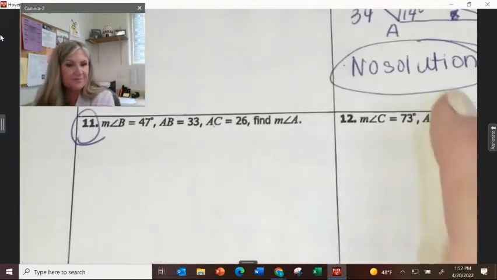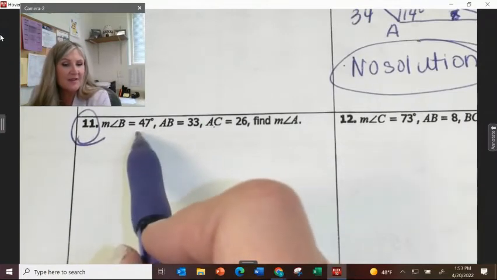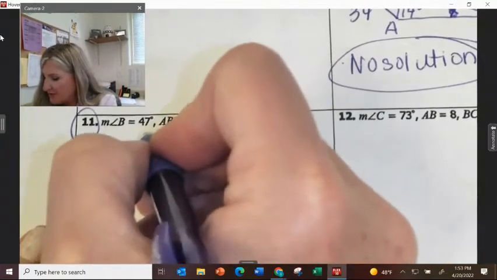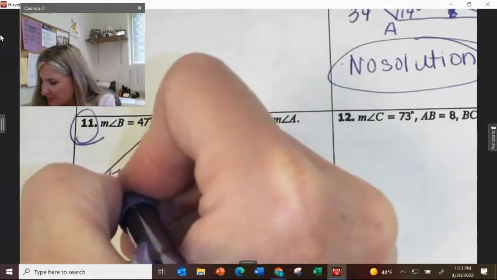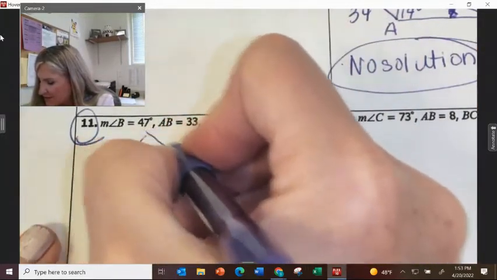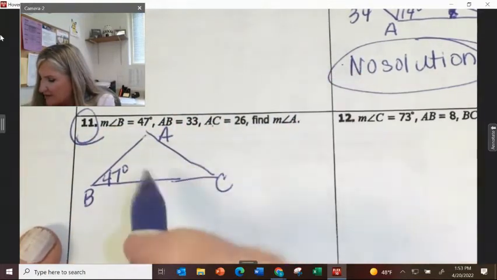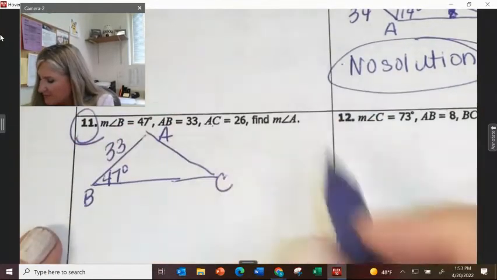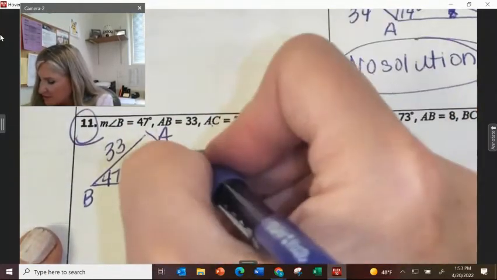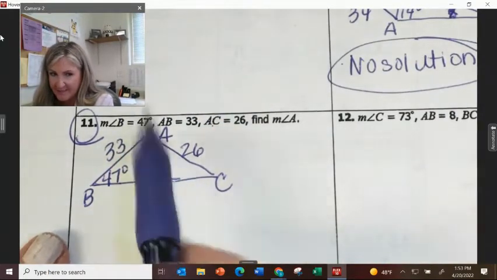All right, guys. We're going to do one more problem here together. Angle B is given. I'm going to draw it. Here's my angle B. I just like to put it down there at the lower left. The other two sides don't matter. I'll call this A, this C. So that's 47. Side AB is 33. Side AC is 26. We're trying to find angle A.